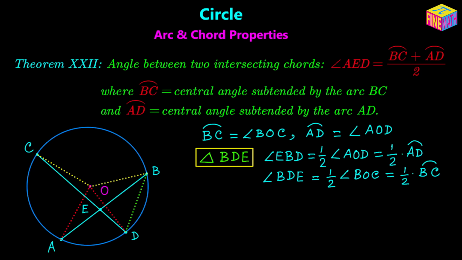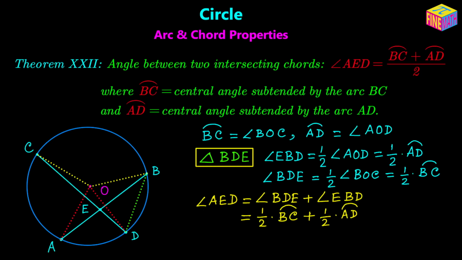And similarly, the angle BDE will be half of the central angle BOC, because BDE is the inscribed angle for the arc BC, so it will be equal to half of the central angle BOC, and angle BOC can be denoted by BC with that arc sign on top of it. Now let's take a look at the angle AED. AED is an exterior angle of the triangle BDE, and it will be equal to the sum of the two farthest interior angles of the triangle. So angle AED will be equal to angle BDE plus angle EBD.